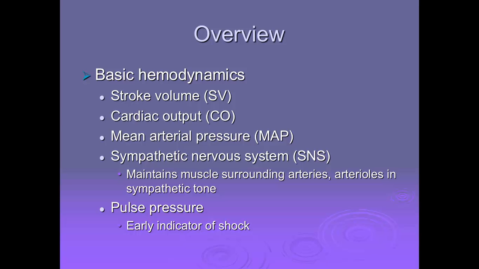Looking at basic hemodynamics, stroke volume is the amount of blood pumped into the aorta with each contraction of the left ventricle. Cardiac output is the amount of blood that is pumped per minute into the aorta by the left ventricle. It is determined by multiplying your stroke volume by the heart rate. Your mean arterial pressure is the average pressure in the arterial circulation throughout the cardiac cycle. It is the product of cardiac output and systemic vascular resistance.